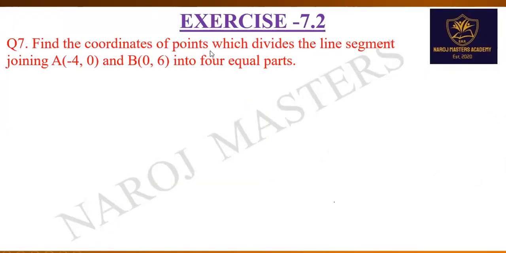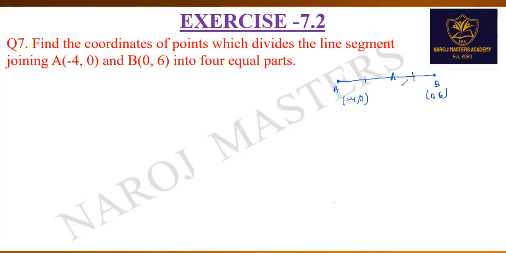Find the coordinates of the points which divide the line segment joining A and B into 4 equal parts. So divide the line segment into 4 equal parts first. So draw the line segment AB. So this is A and this is B. Your coordinates are (-4, 0), the y coordinate is 0 here, and here the x coordinate is 0. So here (0, 6), and divide into 4 equal parts: 1, 2, 3. There are 4 equal parts.